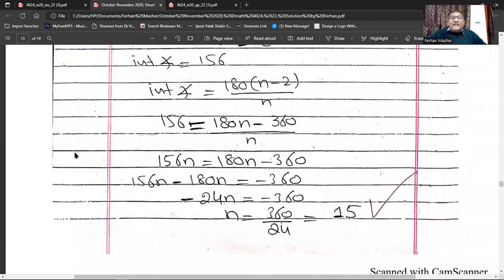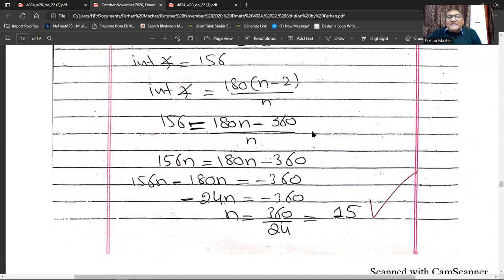So once you know the internal angle of the polygon, you can find the number of sides of that polygon. Internal angle is equal to 180 bracket n minus 2 bracket close divided by n. So just put the values. Internal angle is 156 equals 180 n minus 360, the whole thing divided by n. Cross multiply. So 156 n is equal to 180 n minus 360.